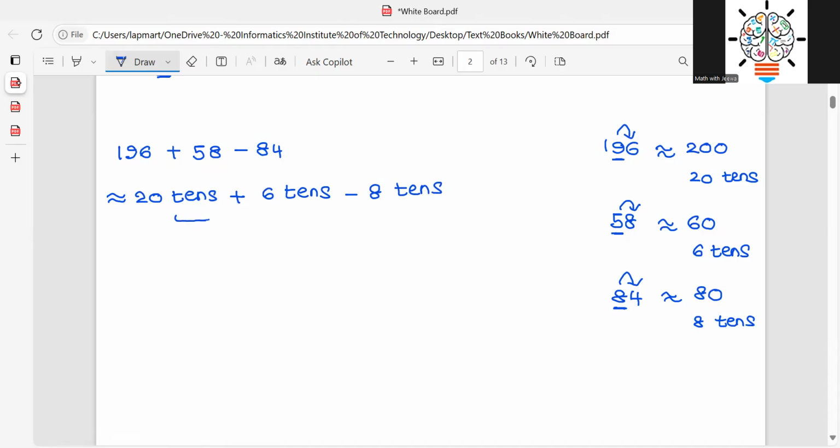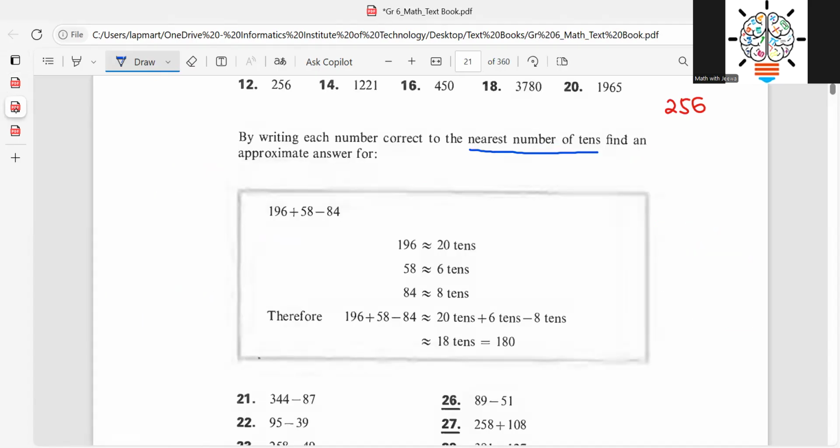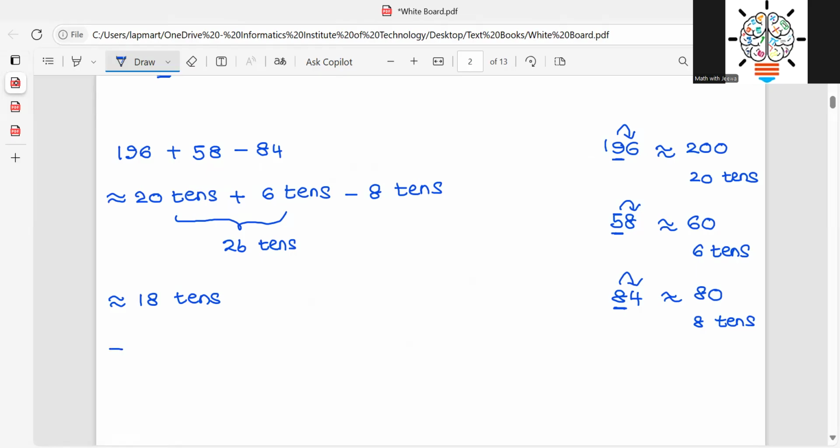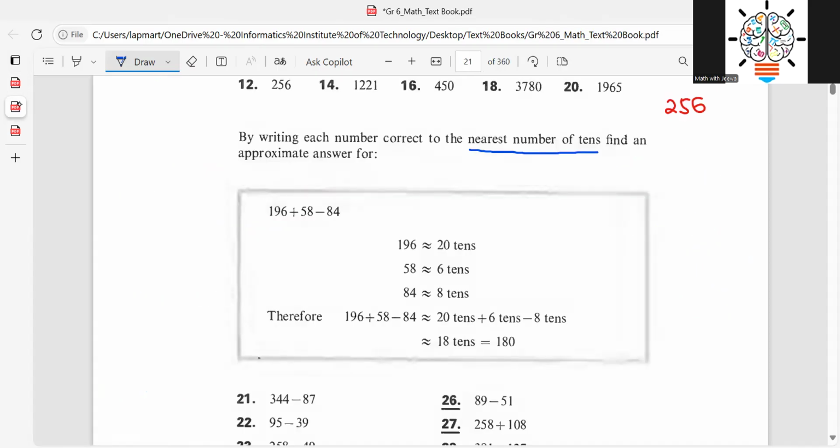Right? So then 20 and 6. What is the answer, children? 26 tens. Right? From 26, when you deduct 8, what will be your answer? Then we write 18 tens. So this 18 tens is equal to 18 multiplied by 10, and it is equal to 180. So this is the full version of the answer. So this should be your answer, the full version, right? So you just see how I have done.